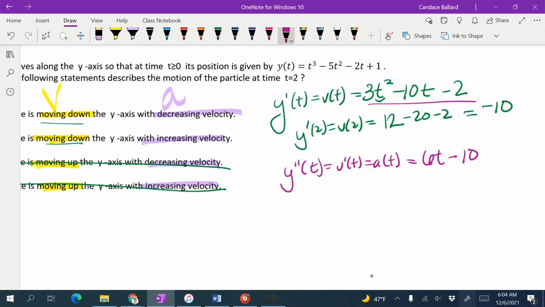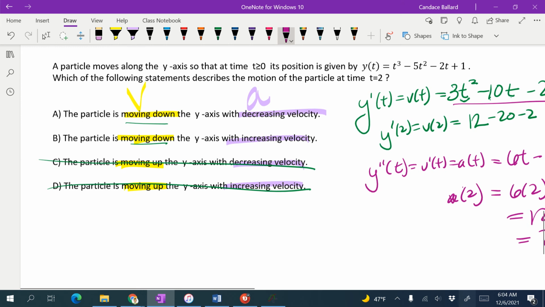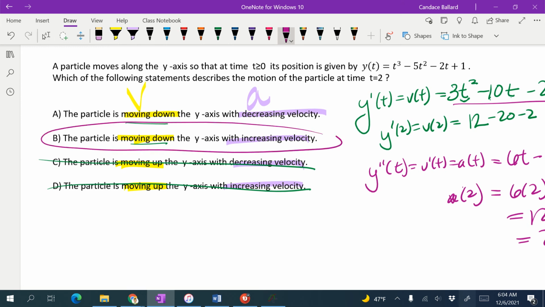Now I'm going to go ahead and plug in my 2. I'm just going to use the acceleration notation. So 6 times 2 minus 10 is 12 minus 10, which is positive 2. So since I got a positive number, I know my velocity has to be increasing at that value. So in this case, my answer choice is B.